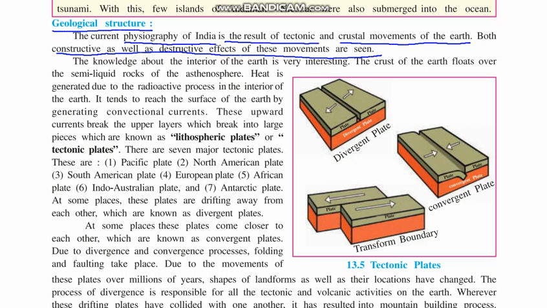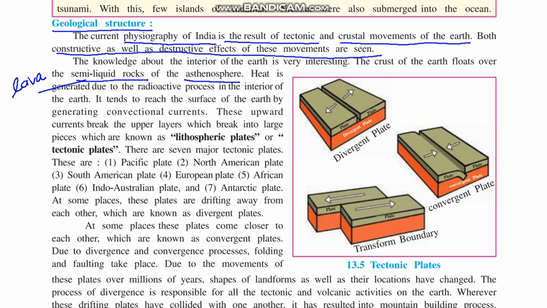Okay. Now let us understand this. The knowledge about the interior of the earth is very interesting. The crust of the earth floats over the semi-liquid rocks of the asthenosphere. Okay, the asthenosphere is the layer above the semi-liquid rocks. Semi-liquid rock is also known as lava at some places.